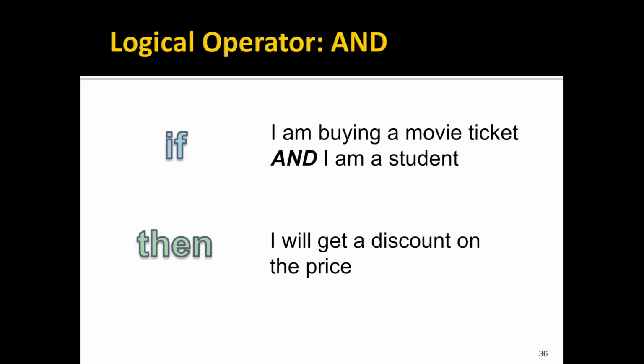Alternatively, I could say, if I am buying a movie ticket and I'm a student, then I will get the discount on the price. Again, both of those need to be true. If I'm not buying a movie ticket, no discount. If I'm not a student, no discount. But if I am a student and I'm buying a ticket, then the discount.